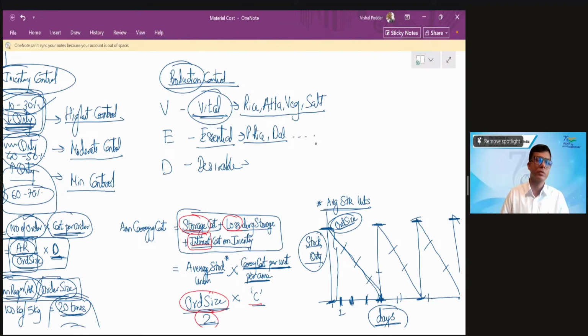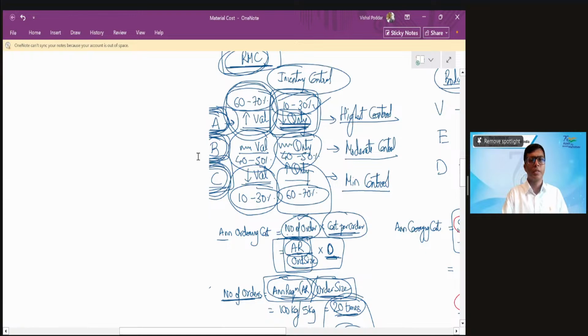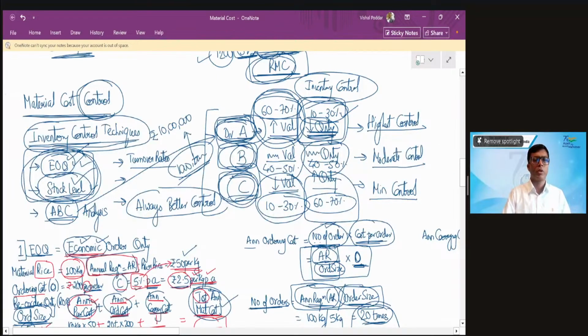And desirables are those premium items which are just for show off, which are not at all required, but yes, you do this just to increase the value. So all these high price items like elaichi, that is cardamom, then dry fruits, then kesar, all these are not compulsory. They are not either very important or not even required. They are just okay. If you have, it's good. Even if you don't have, that is fine. So interestingly, we have these types of categorization. Fine, students. And then coming to the last concept, that is turnover ratio.